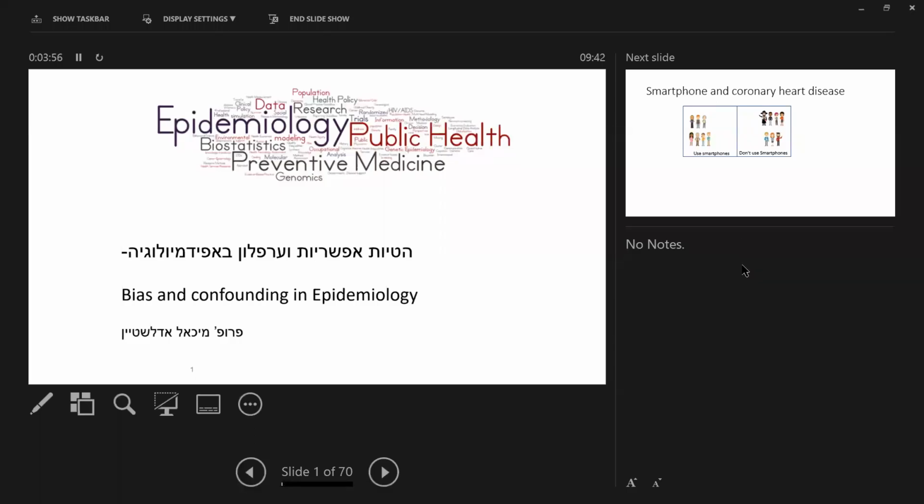So last week we talked about different study designs and what design you should use to answer what questions, and the fact that there is no right and wrong answer. There's no design that is better than another. It's more about what design is appropriate for the question that you have to answer.